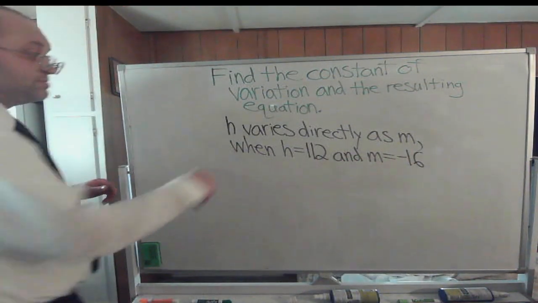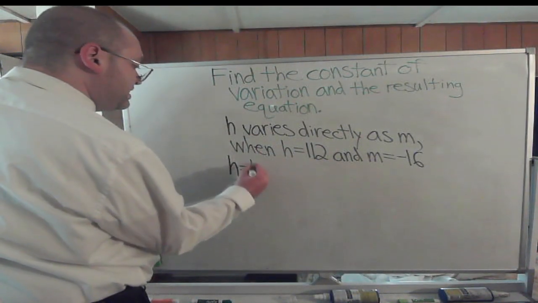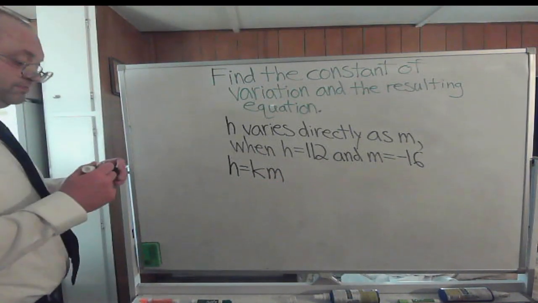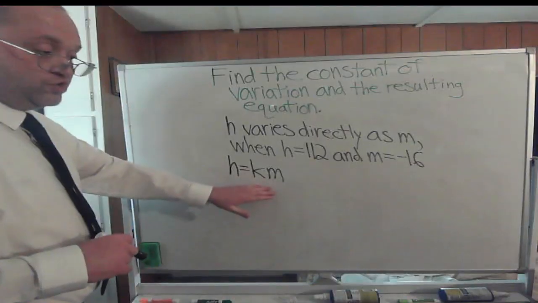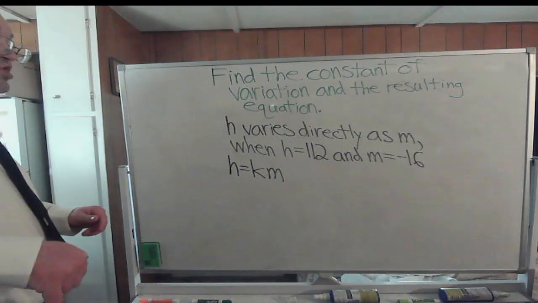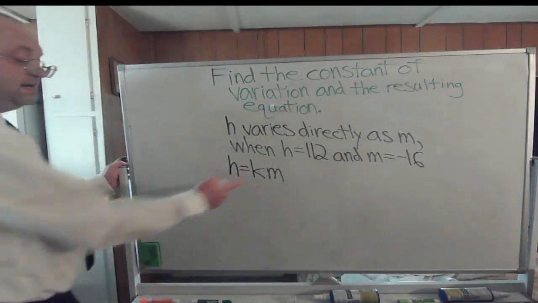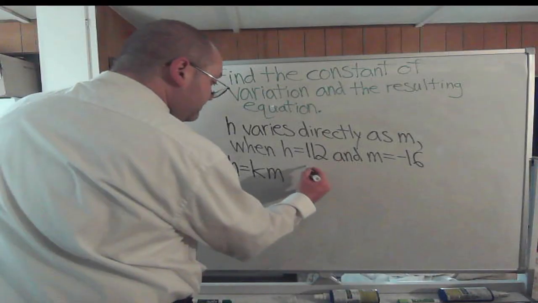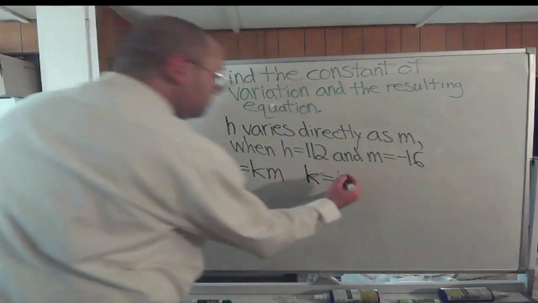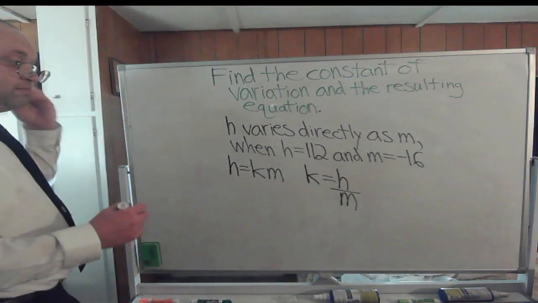So start with the first part. H varies directly as m, so that means h equals that constant of variation times m. So h equals km. That's what you would get for your initial equation. Now we want to find the constant of variation. That's the first thing we're being asked to find. To find the constant k, you're going to have to divide by m. If you divide the right side by m, you get k by itself. That's going to be equal to h over m.